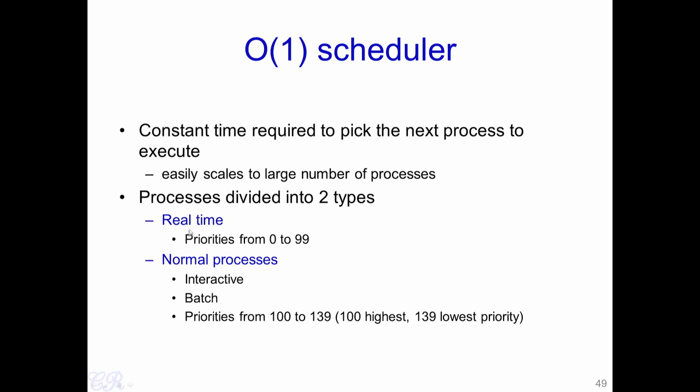So, the real time processes are given priorities from 0 to 99, with 0 being the highest priority and 99 being the least priority of a real time task. Now, normal processes on the other hand are given priorities between 100 to 139. So, 100 is the highest priority that a normal process could have, while 139 is the lowest priority that any process could have. And as we have seen before, the normal processes could be either interactive or batch. We will see later how the scheduler distinguishes between the interactive and batch processes.